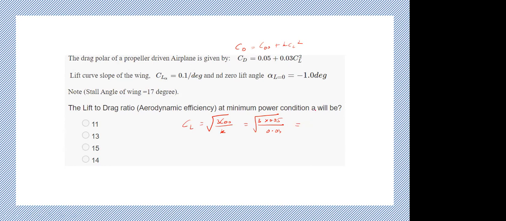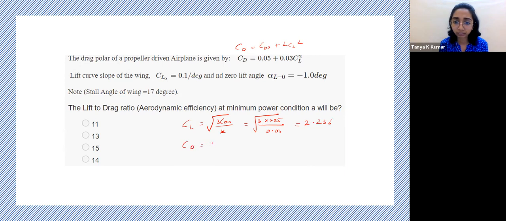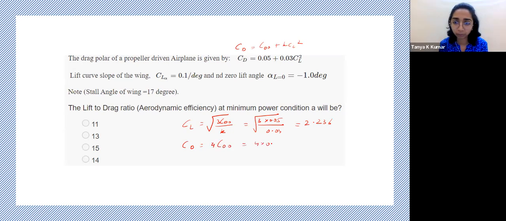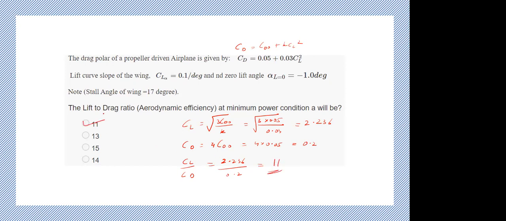Can you calculate and tell me? 2.236. And CD for minimum power was? 4 times CD naught. And that value is 4 into 0.05, which is 0.2. Now the lift to drag ratio is nothing but the coefficient of lift to coefficient of drag, 2.236 upon 0.2, which is 11. That is the correct answer.